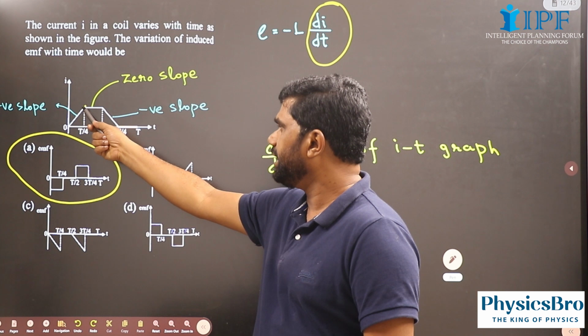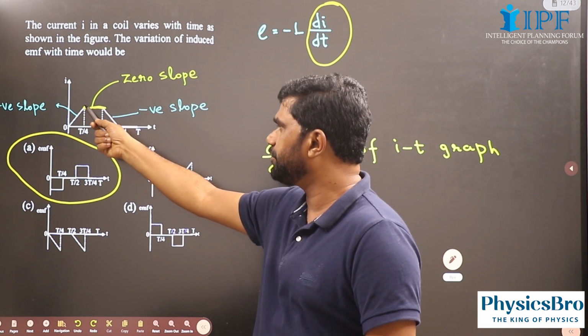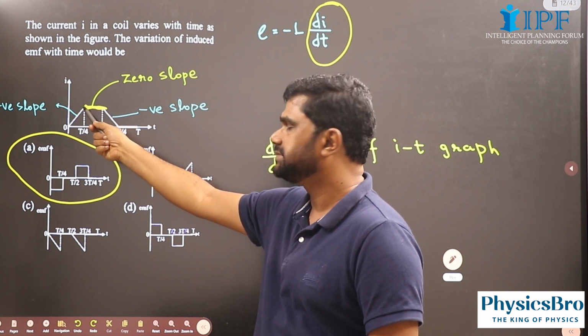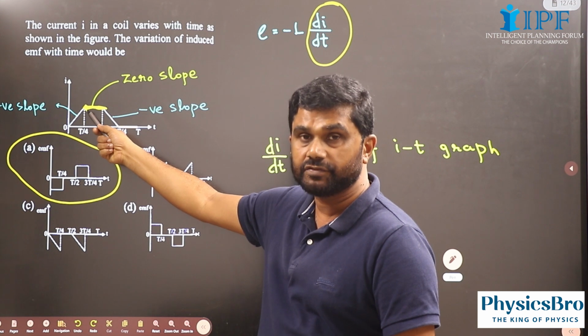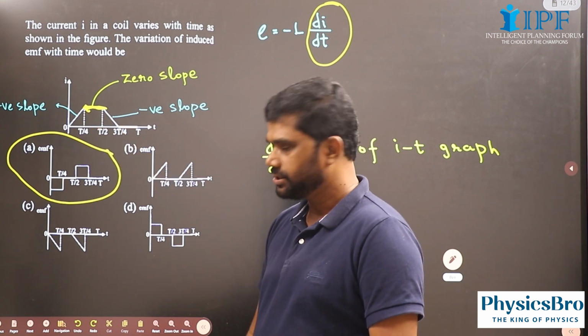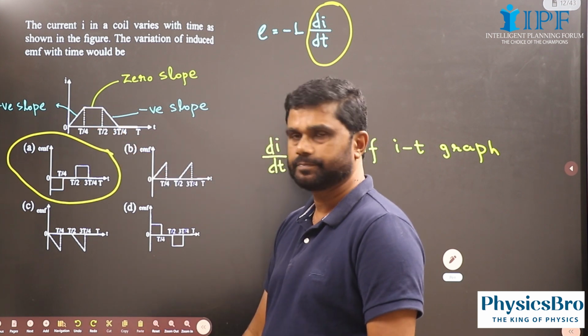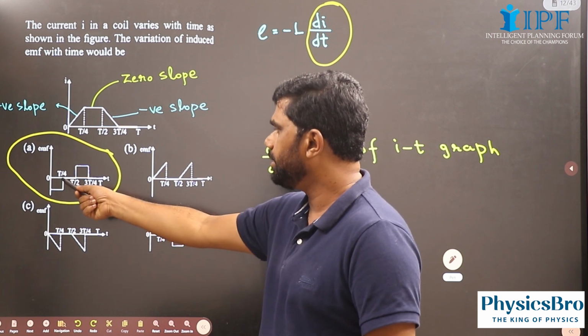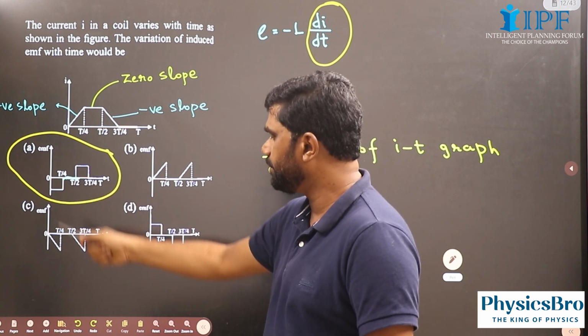During the next interval, from T by 4 to T by 2, the graph is again a straight line with a 0 slope. So the induced EMF will be 0. So from T by 4 to T by 2, induced EMF is 0.